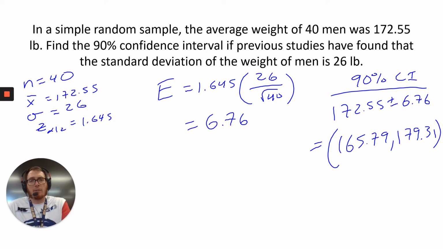The other thing is whatever you round to, you've got to be careful that you're not rounding these numbers off too early. It shouldn't matter if you're rounding to 2 places on the confidence interval. 2 places should be plenty on the margin of error. The final conclusion to this one would be that we're 90% confident that the true weight of men is between 165 and 179. That's what that would be saying for this situation.